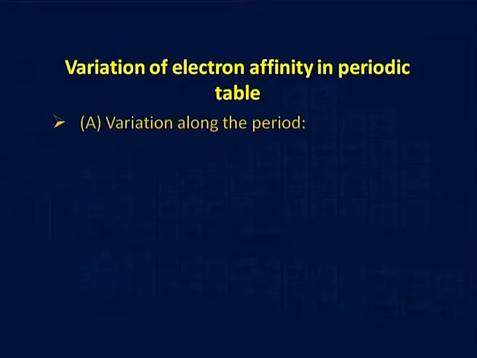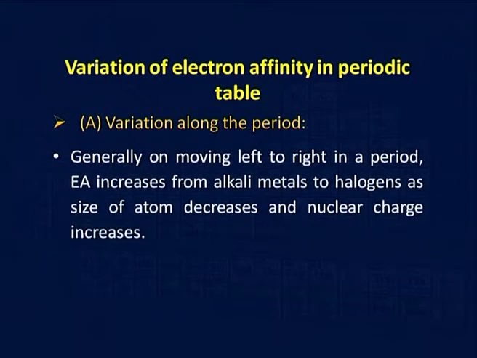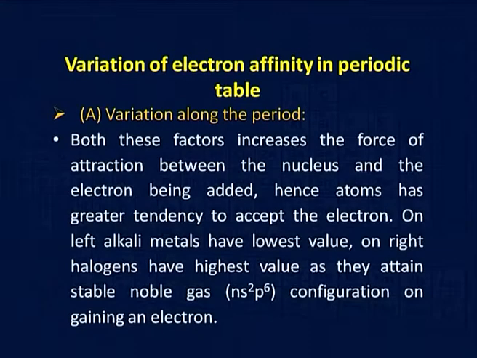Now, we will try to explain the various trends observed in the periodic table for electron affinity. Generally, on moving left to right in a period, we find that the value of electron affinity increases from alkali metals to halogens. Here we see that as the size of atom decreases and the nuclear charge increases, both these factors increase the force of attraction between the nucleus and the electrons being added. Hence, the atom has greater tendency to accept the electron.